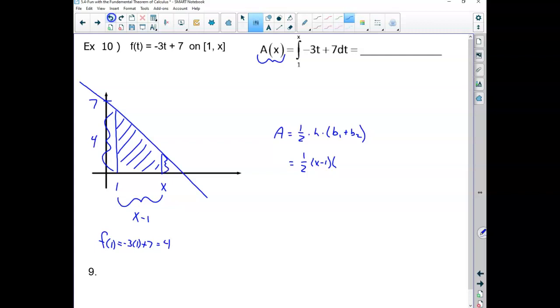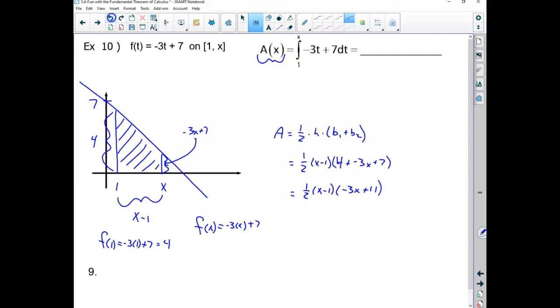And I need to know what it is here at x. So f of x is actually going to be negative 3 times x plus 7. So this side is going to be negative 3x plus 7. So when I look at this, I got 4 plus negative 3x plus 7. So that's going to be 1/2 times x minus 1 times negative 3x plus 11.